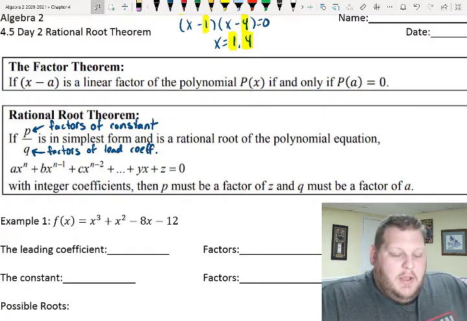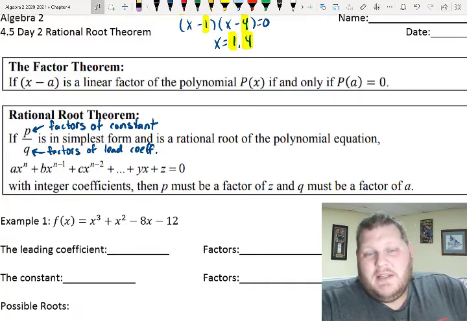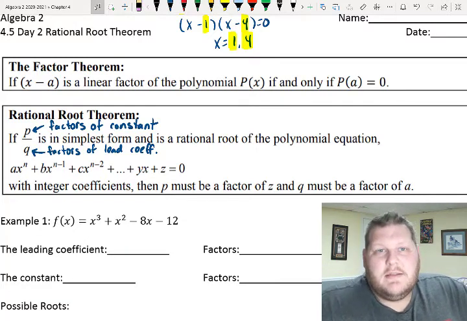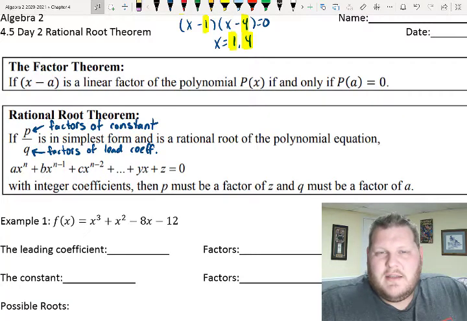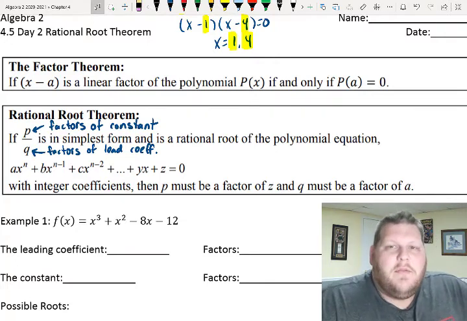In some cases, depending on what the factors are and what the numbers are that we're dealing with, it could still be a really long list, but at least it's a smaller list than all the possible numbers that are out there in the real world. So again, that's just a way for us to narrow it down.